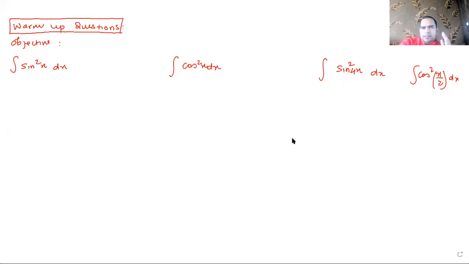Well, first thing that comes as a big shocker when we as examiners look at the simple integrations of sine squared x, cos squared x, sine squared 4x, cos squared x by 2. These kind of integrals students sometimes don't get.